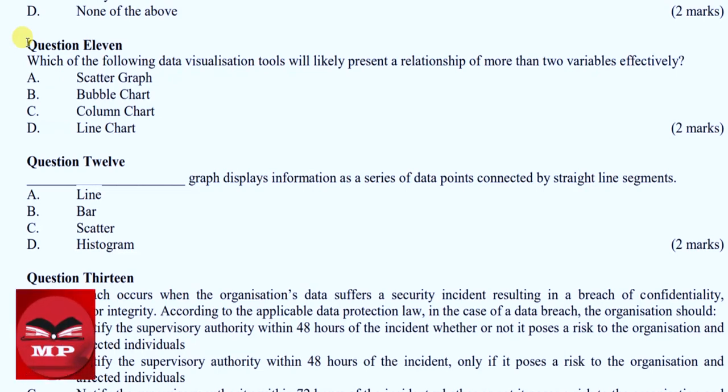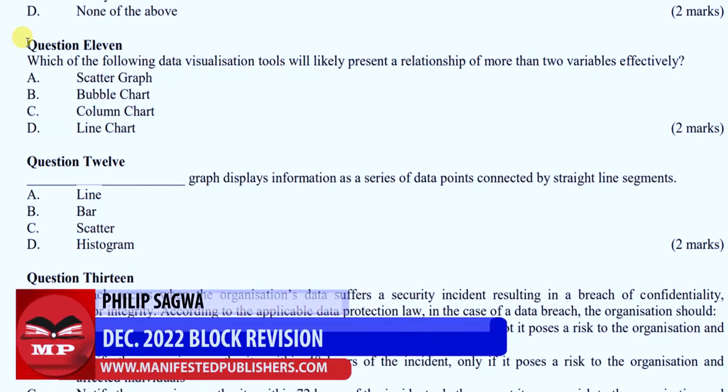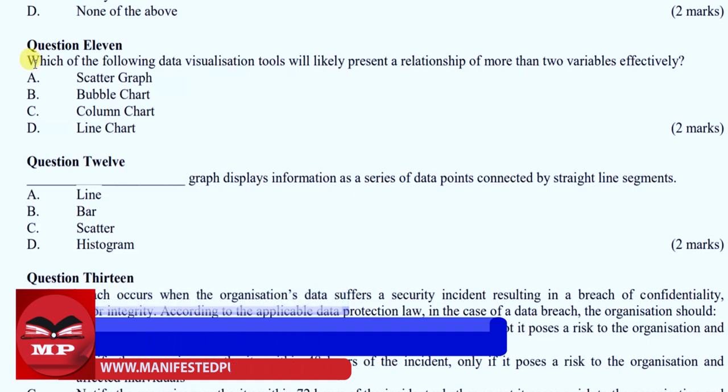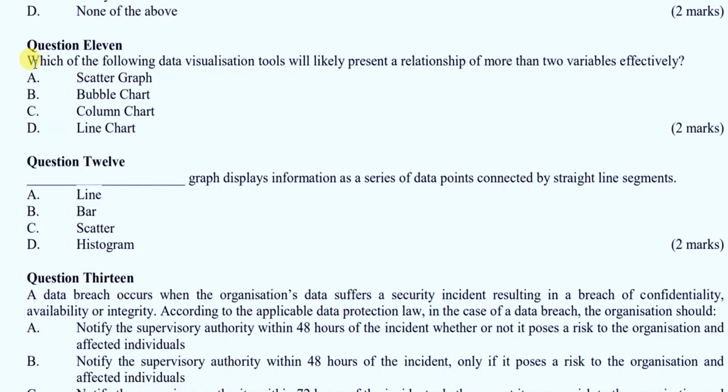We move on to question number 11, Business Data Analytics, December 2022. Which of the following data visualization tools will likely present a relationship of more than two variables effectively? A. Scatter graph. B. Bubble chart. C. Column chart. D. Line chart.